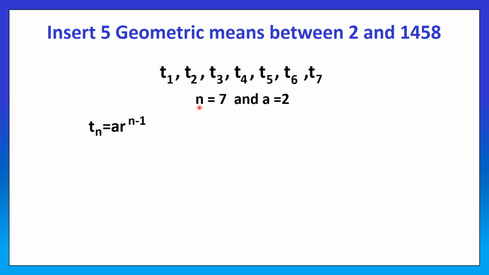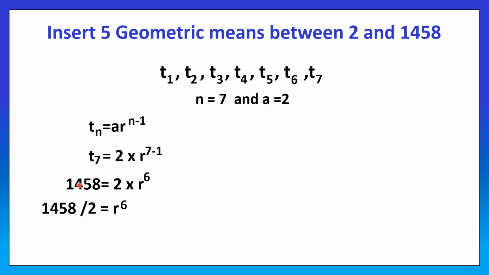Now we know that T7 is equal to 2 into r raised to 7 minus 1, and T7 is given as 1458. So that is equal to 2 into r raised to 6, since 7 minus 1 is 6. Now this 2 can be taken to the other side and 1458 is divided by 2, which gives 729 equal to r raised to 6.